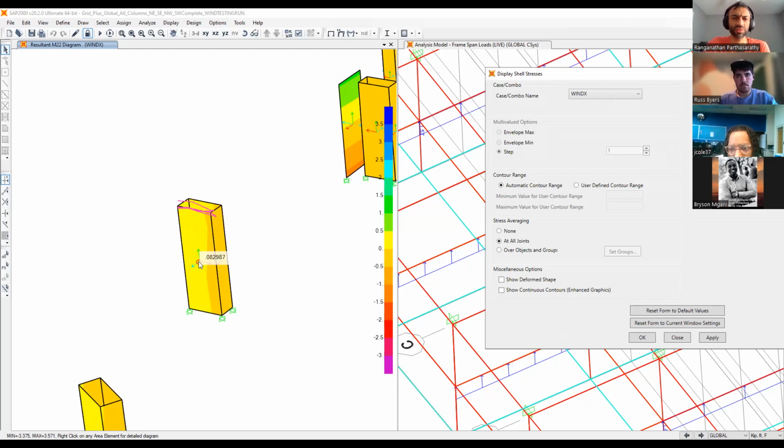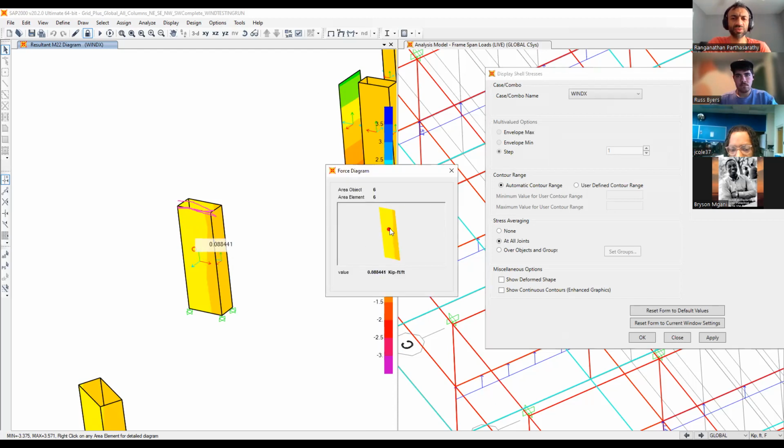This is kip foot per foot, right? So if you multiply it with the 30 feet, then it is almost 100 kip foot. Oh, okay. You see? Yeah, I get it. So that's fine.